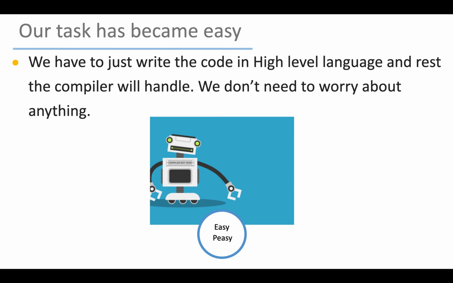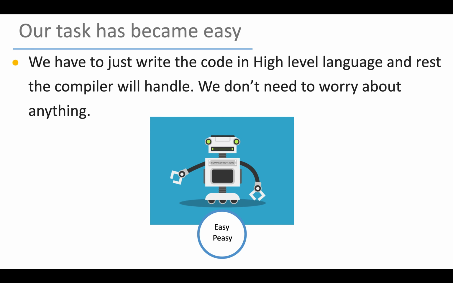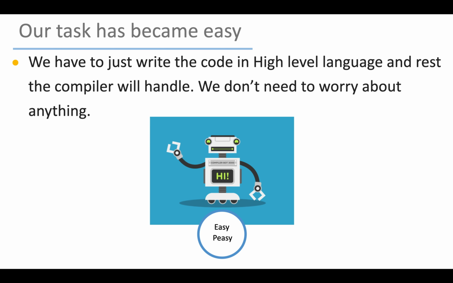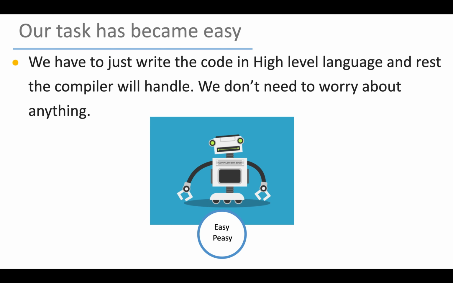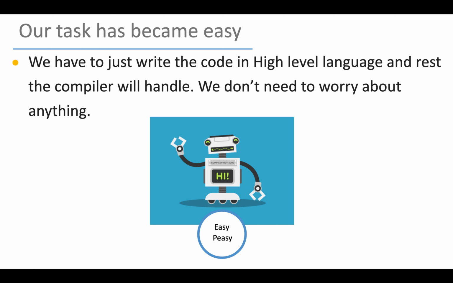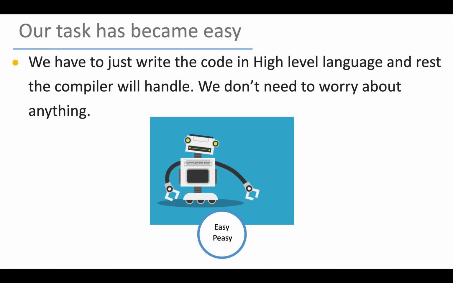So compilers make our task very easy. We just have to write the code in high level language that is easy for us to understand, and the compiler will handle the rest. We don't need to worry about anything. It will be really easy peasy. Those compilers will convert all the code into low level language and the computers will work on it. So in general, we just need to learn the high level language. The rest, we have the compilers. So I hope you got the compilers.